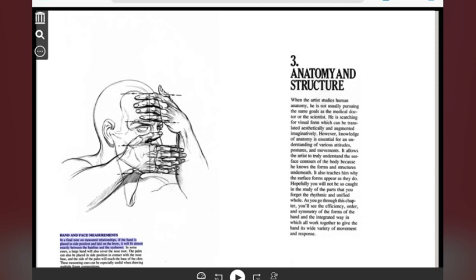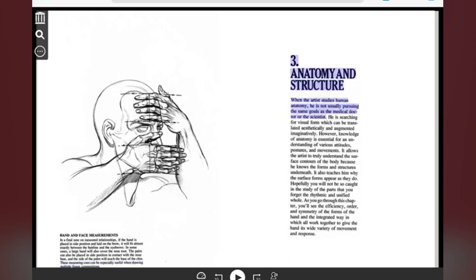Hand and face measurements. And a final note on measured relationships: if the hand is placed in side position and laid on the brow, it will fit almost exactly between the hairline and the eyebrows. In some cases, a large hand will also cover the nose root. The palm can also be placed in side position in contact with the nose base, and the side of the palm will reach the base of the chin. These measuring cues can be especially useful when drawing multiple figure compositions.